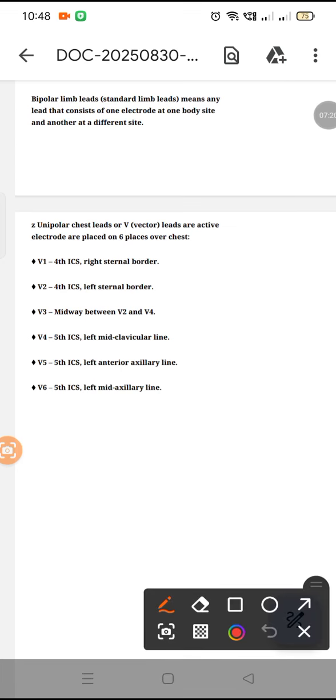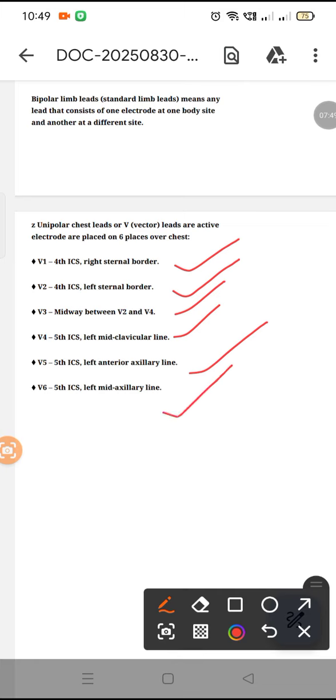So unipolar V1 is the fourth intercostal space right of the sternum. V2 is the fourth intercostal space left of the sternal border. V3 is between V2 and V4. V4 is the fifth intercostal space, mid clavicular line. V5 is the fifth intercostal space, anterior axillary line. V6 is the fifth intercostal space, left mid axillary line.